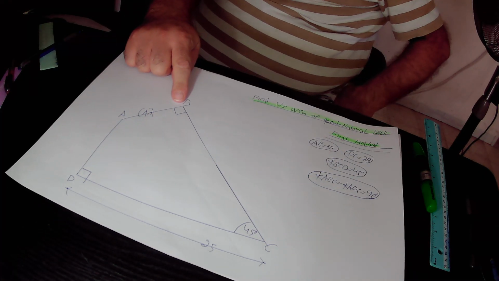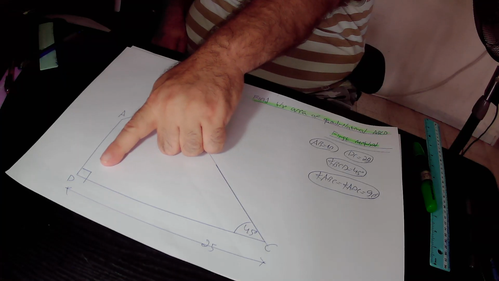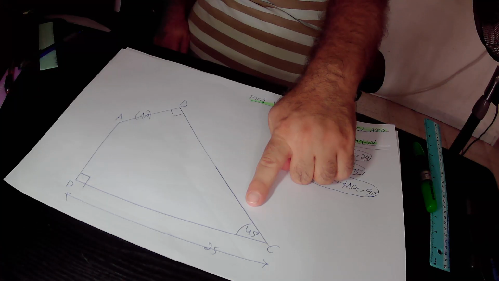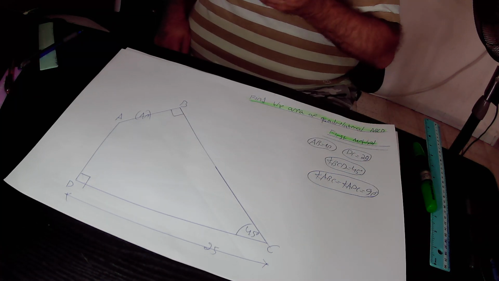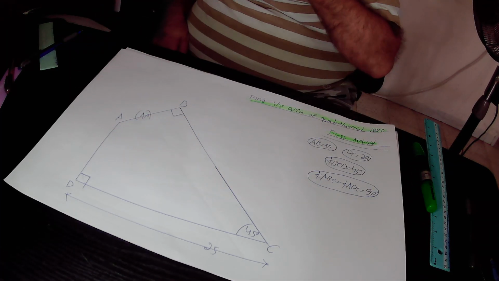This is angle ABC, that is a right angle. This is angle ADC, that is also a right angle. This is angle BCD, that equals 45 degrees in size. Again, our task is to find out the area of this quadrilateral ABCD.